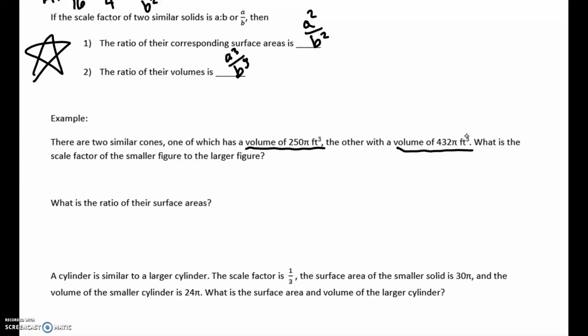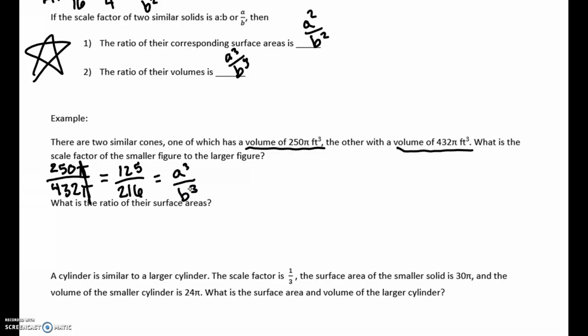And so I'm going to take the information they do give me. 250 pi over 432 pi. And I'm going to reduce this first in whatever way I can. Well, here my pi's cancel and I can actually divide both by 2, which gets me 125 over 216. Well, this ratio has to be the same as their scale factor cubed, a cubed over b cubed.